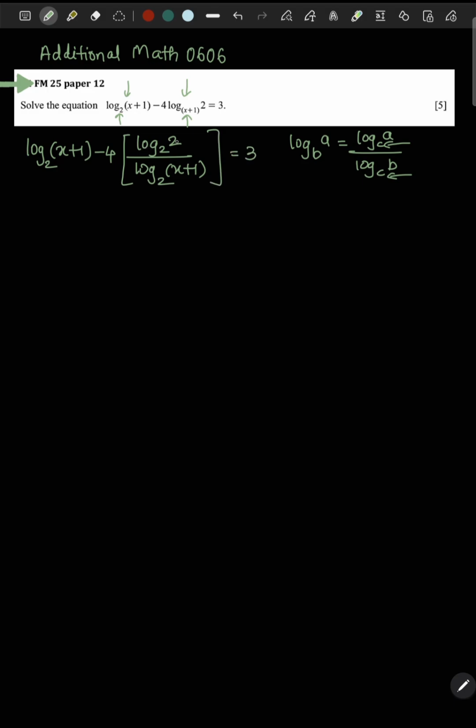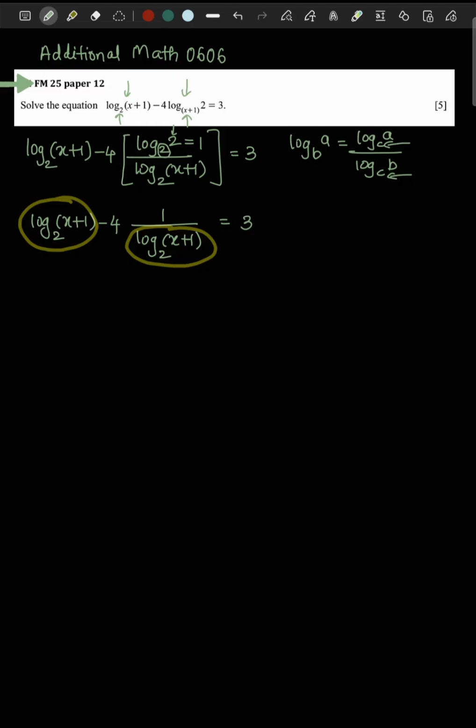Now, if I see log of 2 base 2, the number 2 is raised to what power to give me the number 2? And that's 1. So my numerator is sorted out to 1. So I get my terms as log(x+1) base 2 minus 4 times 1 over log(x+1) base 2 equals 3. Now if you observe, the first term and the denominator in the second term are exactly the same. So if I assume this to be some different variable y and then simplify further, let's see what we get. So we get y minus 4 times 1 over y equals 3.